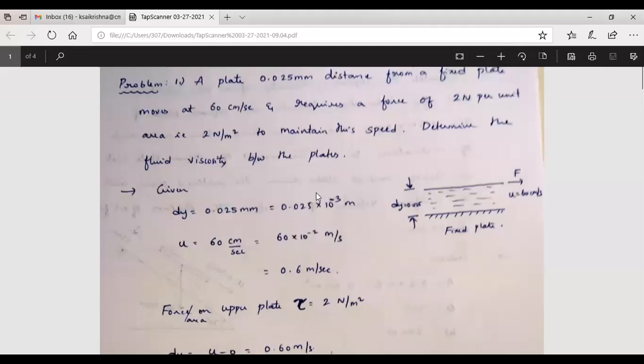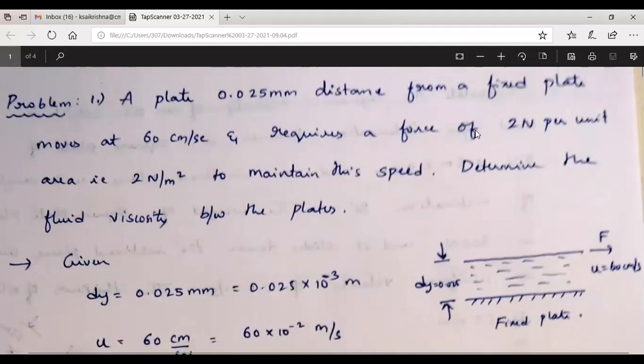Okay. So take this first problem. Is it visible? Please copy this first question. We are going to write in the notes, not just seeing the slides, right? So what is the problem given?